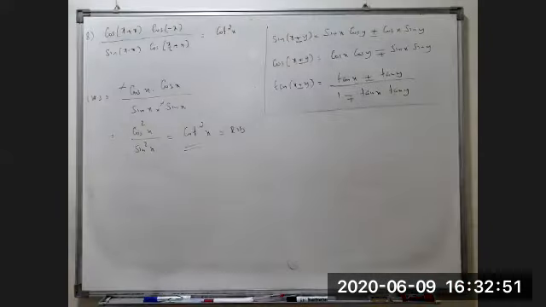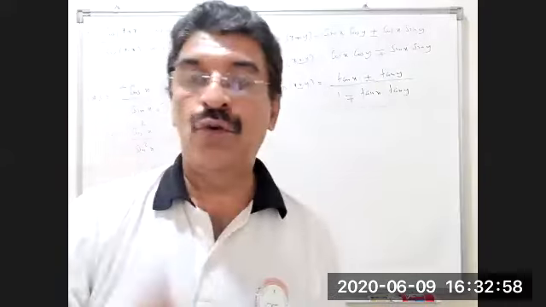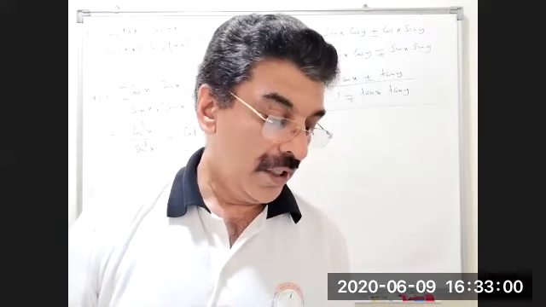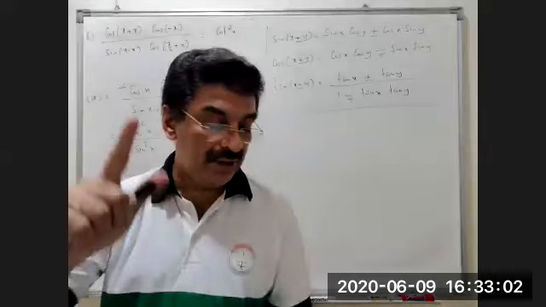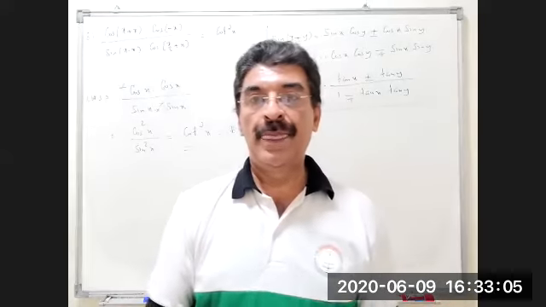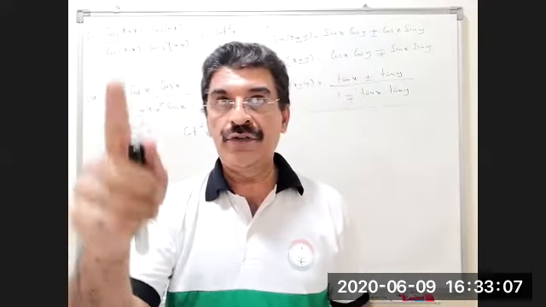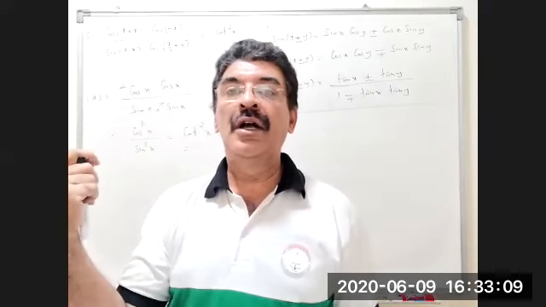Next one. Question number 9, do it as homework. Instead, see 3π/2, which means 270. Again, 270 is what multiple of 90? Apply the same rule.